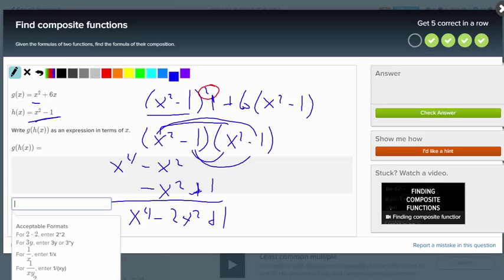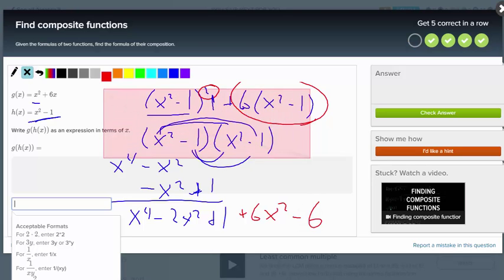Then I have this over here that I still have to deal with, right? 6 times (x squared minus 1). I have to distribute the 6 through. So 6 times x squared is a positive 6x squared. And 6 times negative 1 is going to be negative 6. Okay, now I got to combine like terms. Now let's clean this up just a little bit.